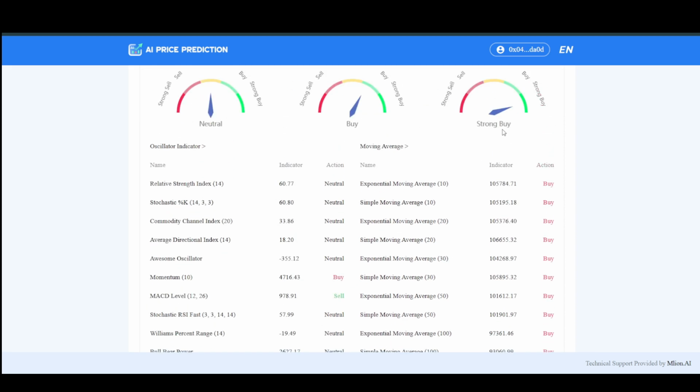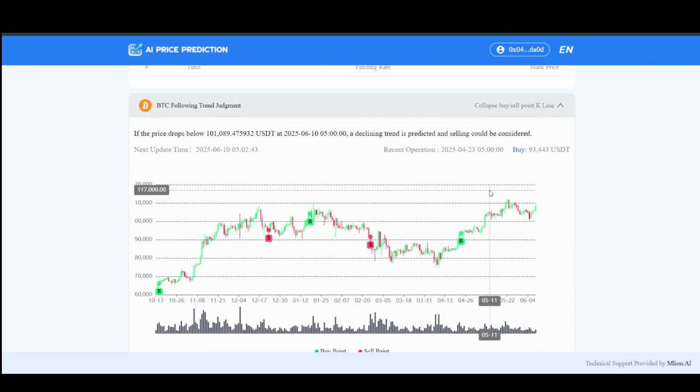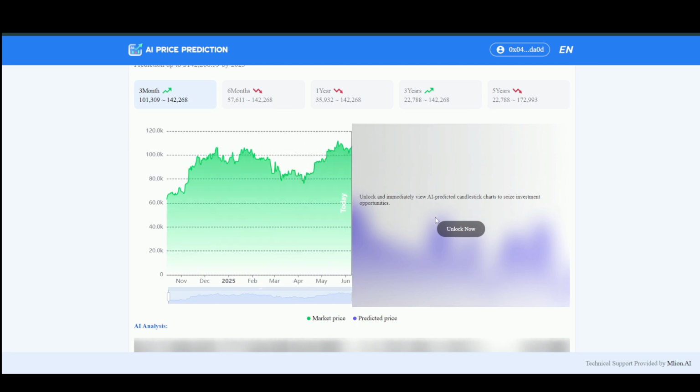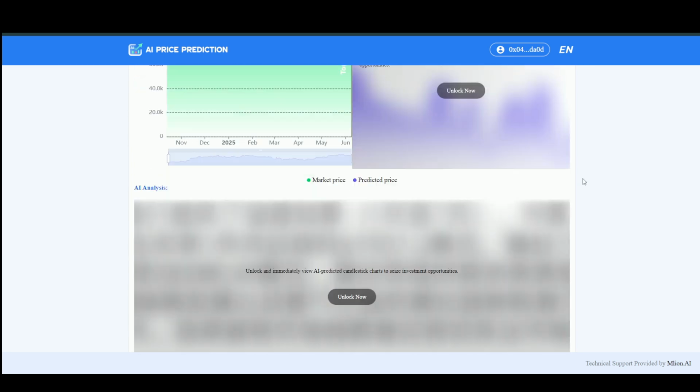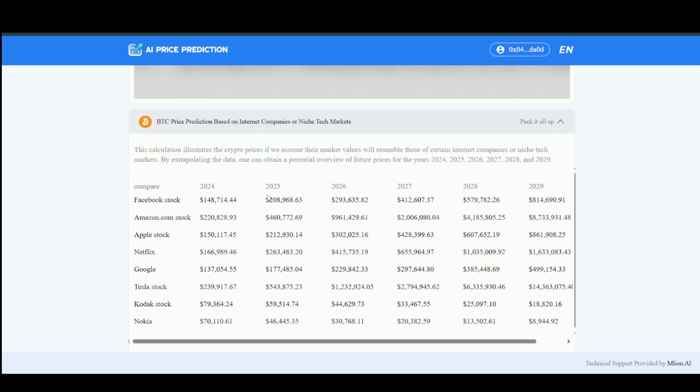As you can see here, it's showing a strong buy and the market is going up, so that's really interesting. They have BTC following trend judgment as well. They have also long-term price trend prediction for Bitcoin. That is also interesting. You do need to pay, so there's a paywall, so that's not good. But again, they have a product that seems to be at least working. And if you just look here at 2025, these are the various predictions for different things going on. Really interesting.